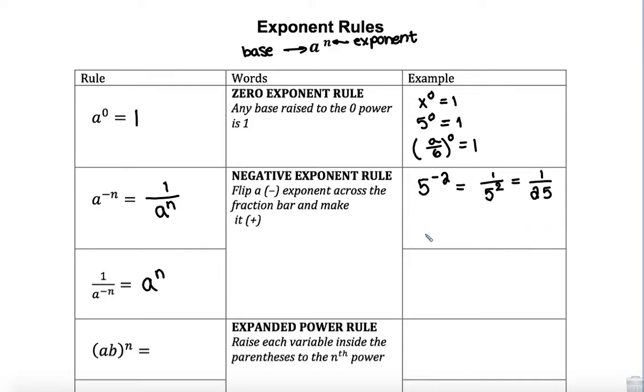Same thing if I used variables instead. Say I had k to the negative 7th. That's just 1 over k to the positive 7th. If the negative exponent is in the denominator, let's say I had 1 over z to the negative 3. Well, that just comes up to the numerator and it becomes z to the positive 3. So any negative exponent just flips across that fraction bar and becomes positive.